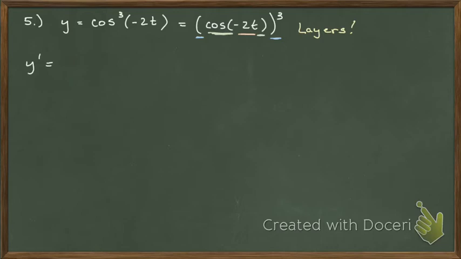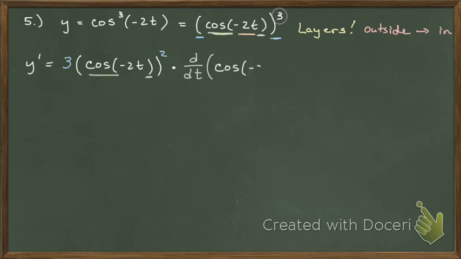So y prime then, derivative of something cubed is 3 times the something squared. I'm going to multiply this by the derivative of the inside, derivative of cosine of minus 2t. Okay? That derivative has its own chain rule. Okay? So this multiplication here is my chain rule step. But when I go through and then take the derivative of cosine of minus 2t, there's chain rule that I have to pay attention to there as well.